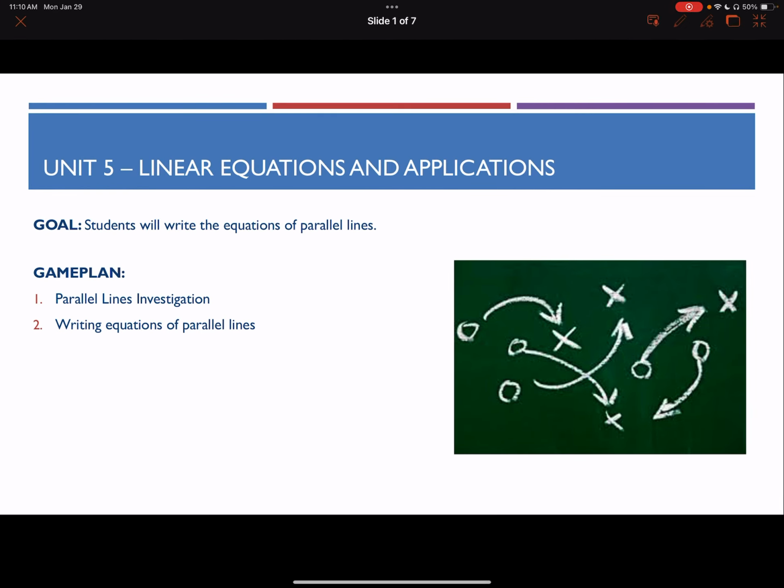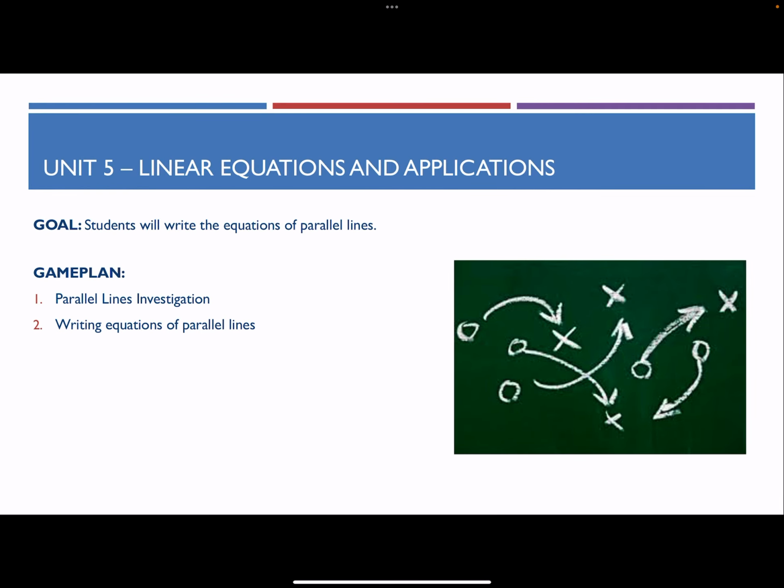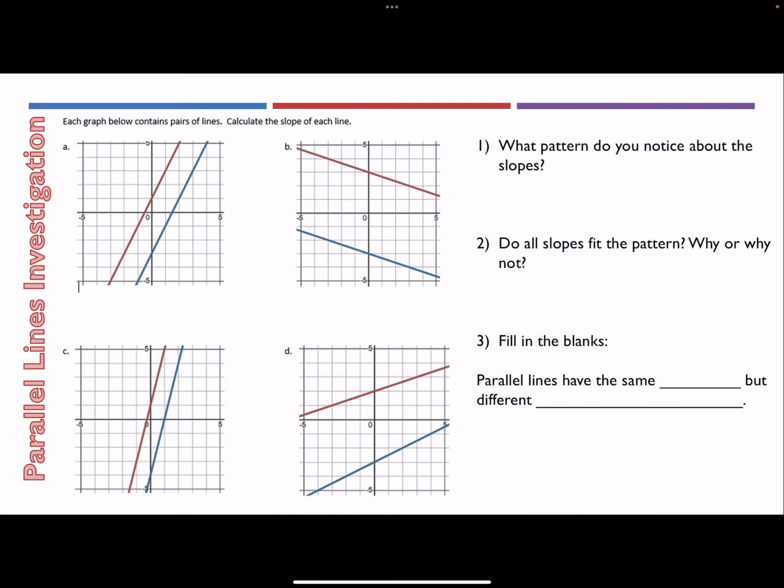Okay, so we are going to talk about parallel lines today. And we're going to actually start with a little investigation, and then our ultimate goal is to be able to write equations of parallel lines. So here's some parallel lines. Hopefully you know what parallel lines are. They are lines that never touch, and they never intersect.